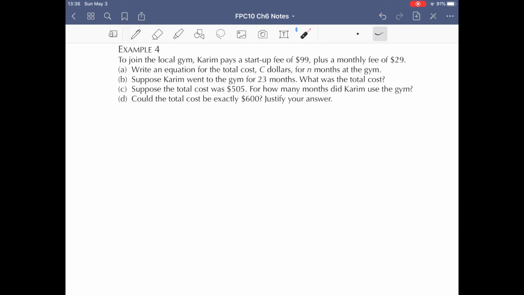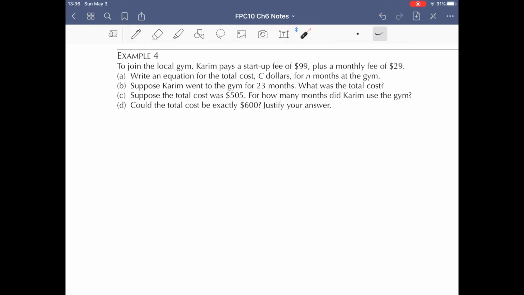Now we're going to look at an example in a real-life situation. To join the local gym, Karim pays a startup fee of $99 plus a monthly fee of $29. A, write an equation for the total cost in dollars for n months of the gym. B, suppose Karim went to the gym for 23 months. What's the total cost? C, suppose the total cost is $505. How many months did he use the gym? D, could the total cost be exactly $600? Justify your answer. All right, so let's look at letter A.